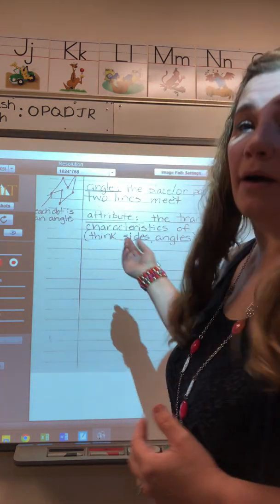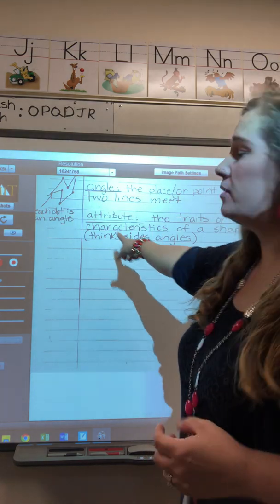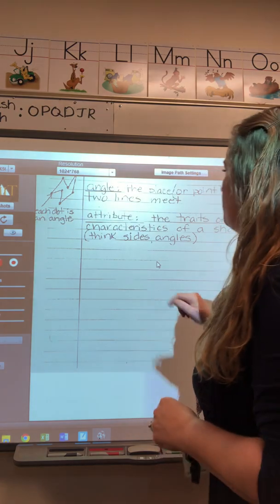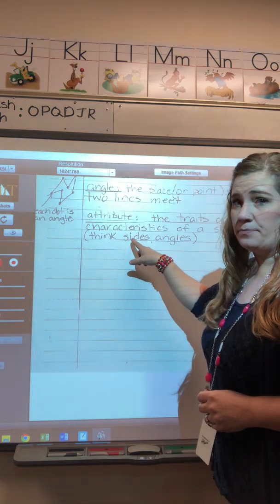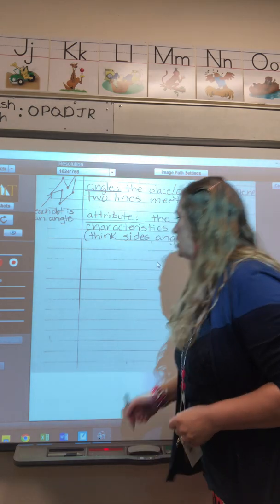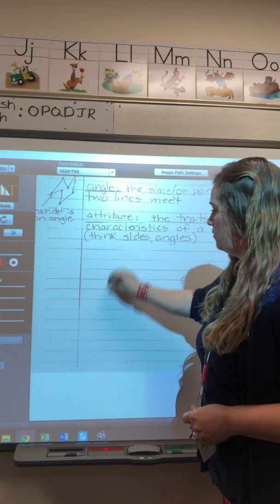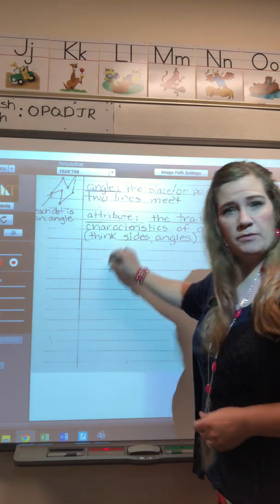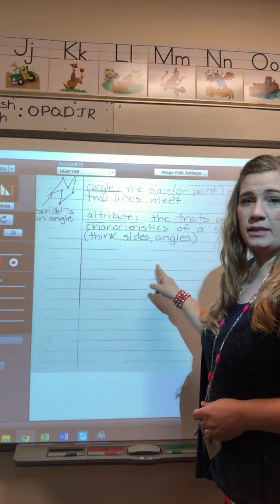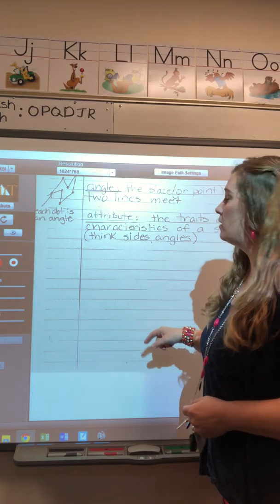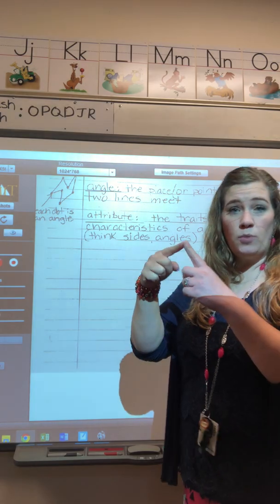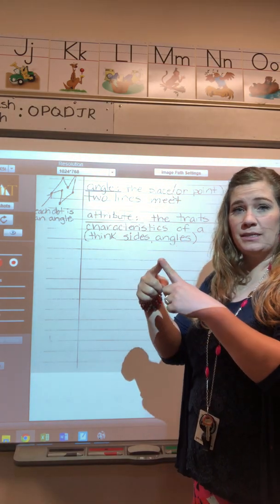Things like that are the words that describe me, tell about me, okay? But if we're talking about shapes, we're talking about the attributes. The two most important attributes in a shape are the sides and the angles, okay? Now a side, of course it's not going to let me write today, is just the lines. So think of the lines that make up the shape. But an angle is the place or the point where two lines meet.